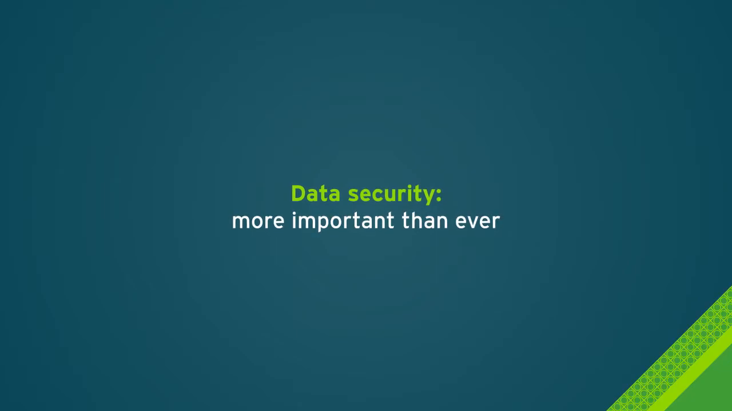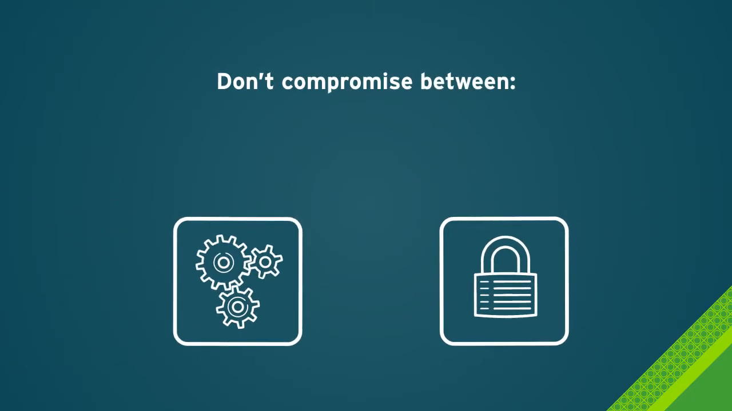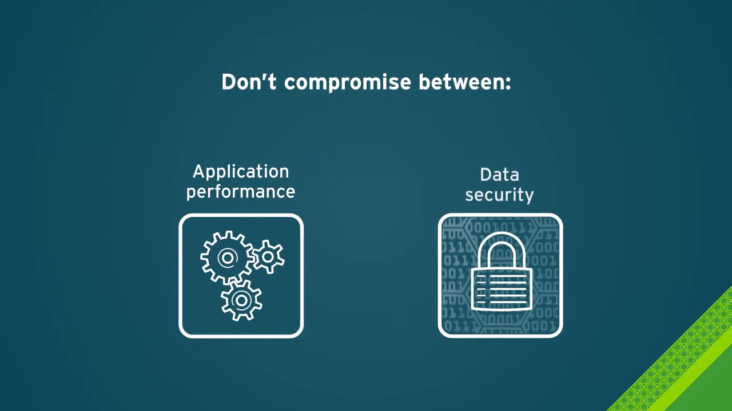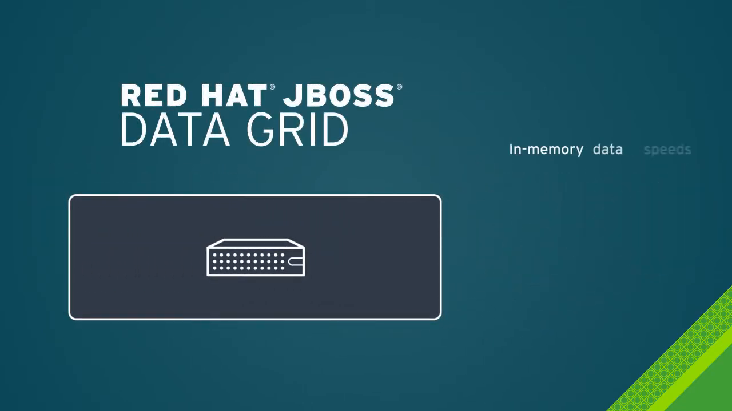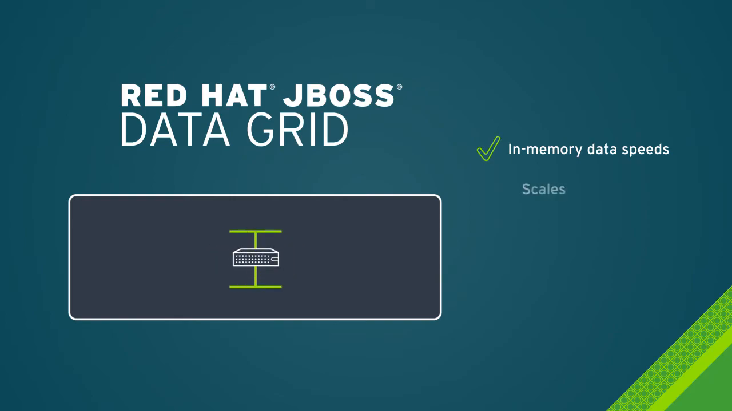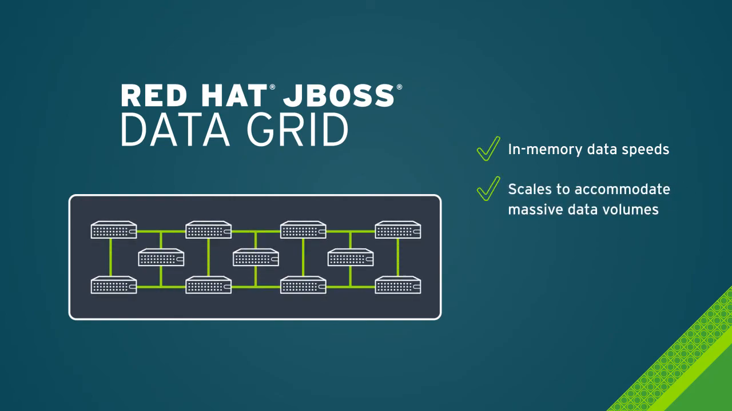Data security is more important than ever, but you don't need to compromise between application performance and keeping your data safe. Red Hat JBoss Data Grid can serve up data at in-memory speeds, easily scale out to accommodate massive data volumes, and provide the robust security features needed to meet modern-day challenges.